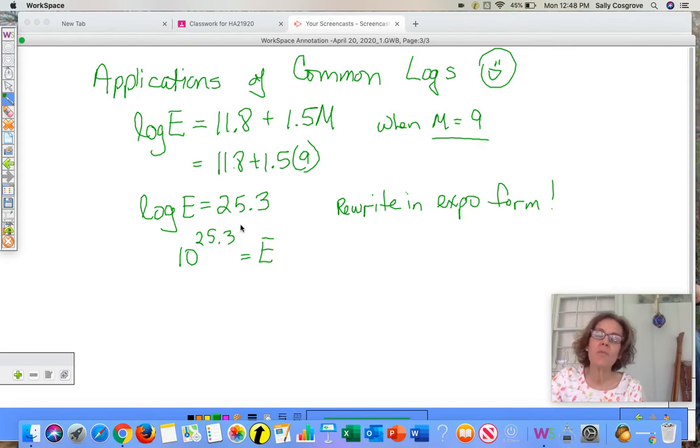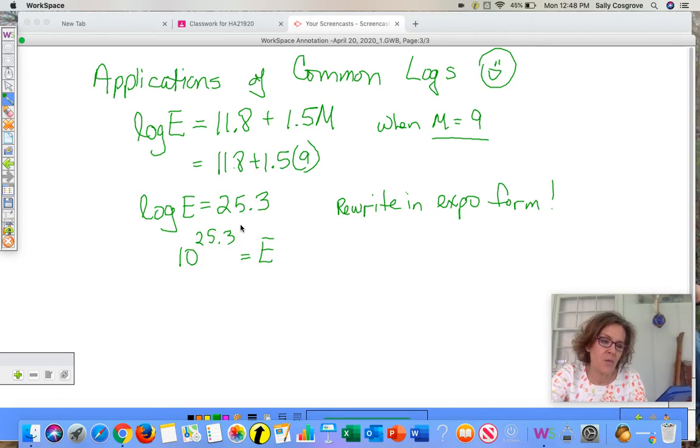Now this is a humongous number because 10 to the 6th is a million, 10 to the 9th is a billion, 10 to the 12th is a trillion. Y'all, this is 10 to the 25th. It is a ridiculously huge amount of power that was released with this earthquake.